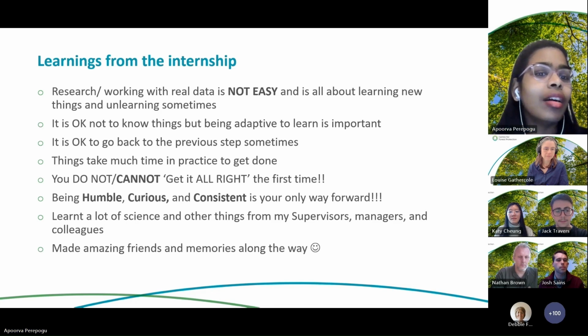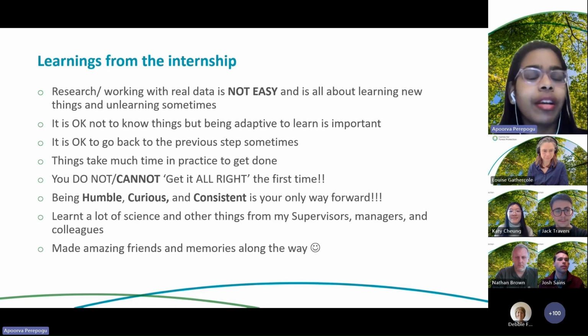And I think it's okay to not know things, especially when you're starting off, and being adaptive to learn is more important. Sometimes you'll have to keep going back to the previous step to make sure you're going in the right direction, and it's not always just moving forward. So just be okay with it and you'll be fine.